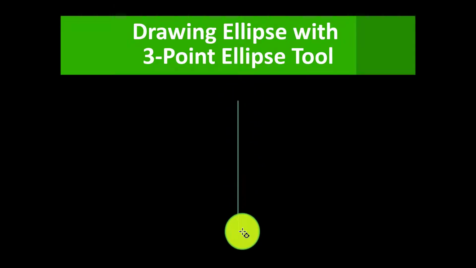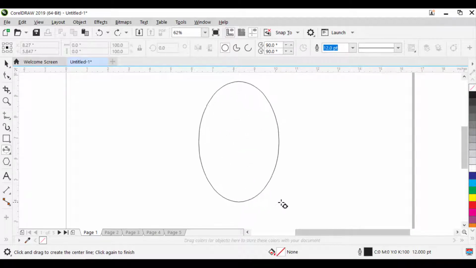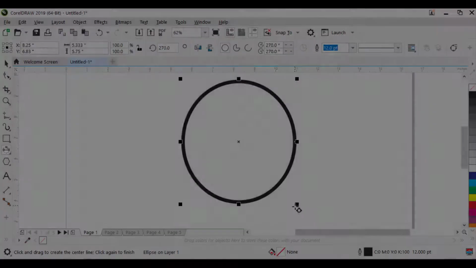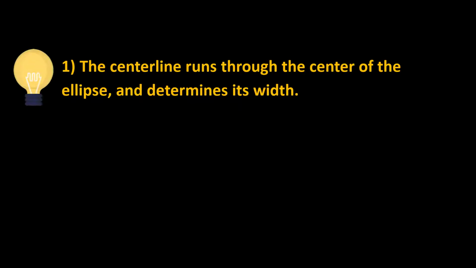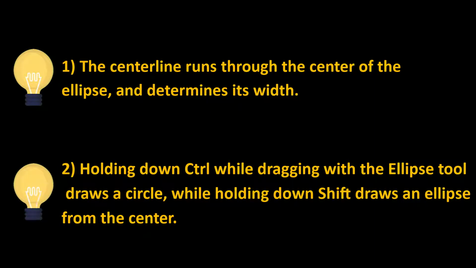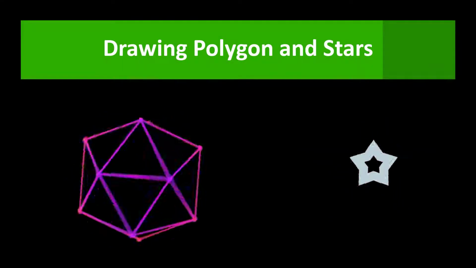To draw an ellipse using 3-point ellipse tool, click the 3-point ellipse tool, and drag in the drawing window to draw the center line of the ellipse at the angle you want. Next, move the pointer to define the height of the ellipse, and click. Here are some quick tips for you. The center line runs through the center of the ellipse, and determines its width. Holding down Ctrl while dragging with the ellipse tool draws a circle, while holding down Shift draws an ellipse from the center.